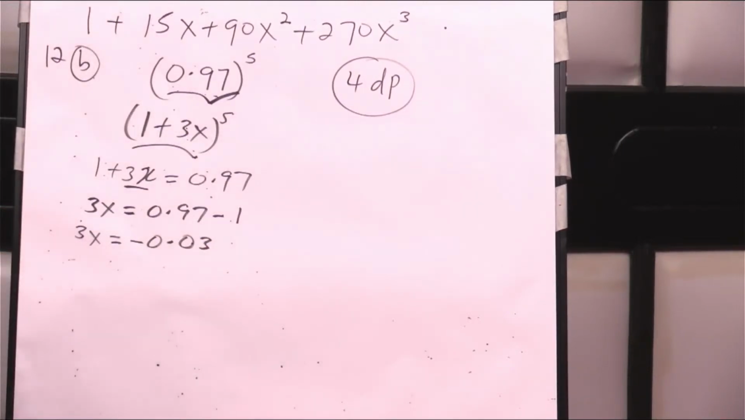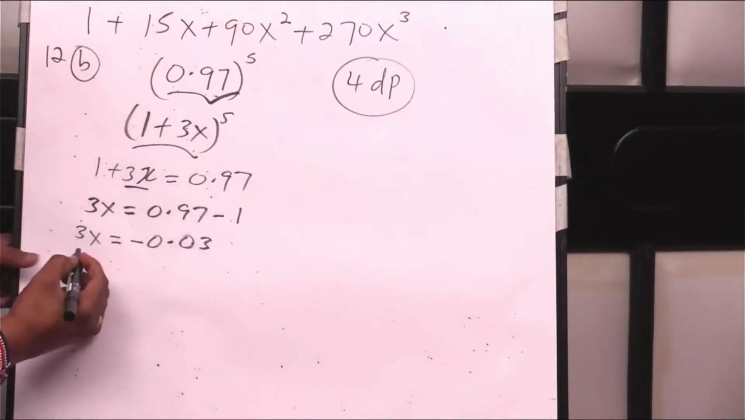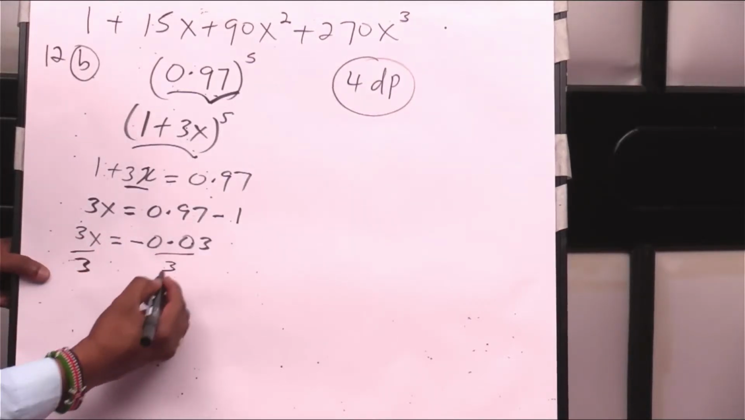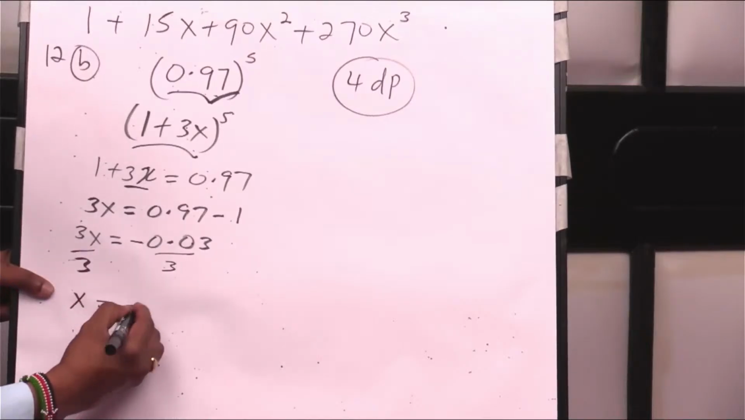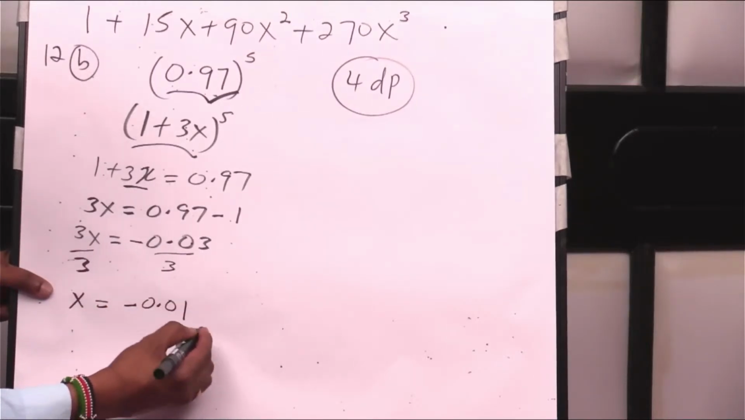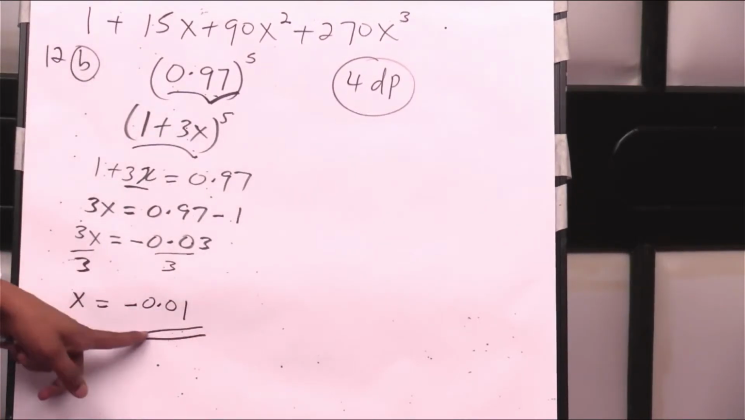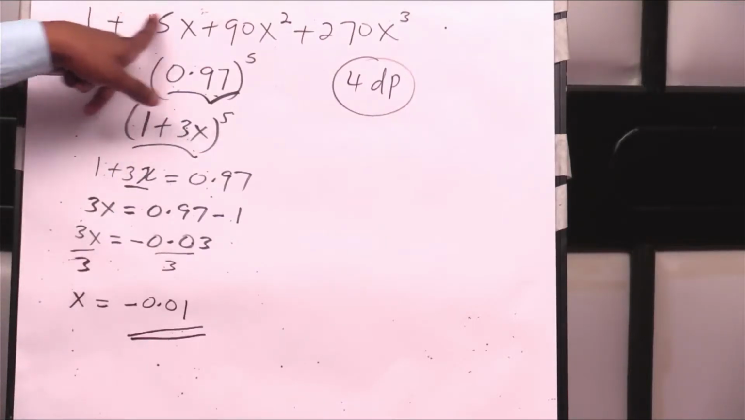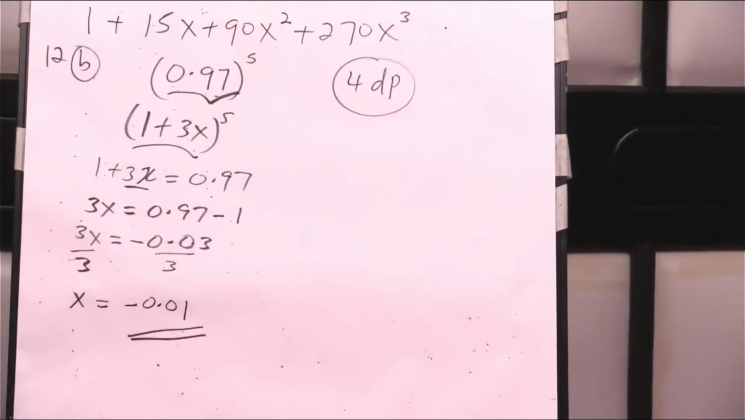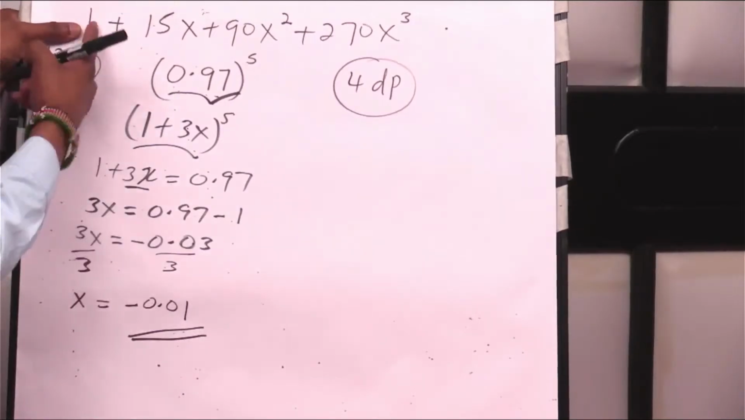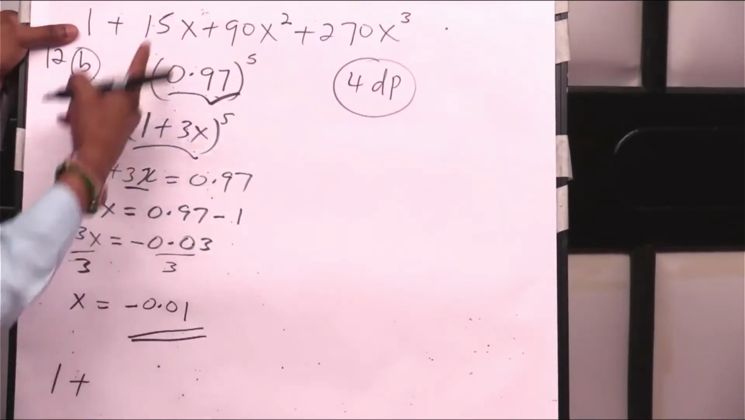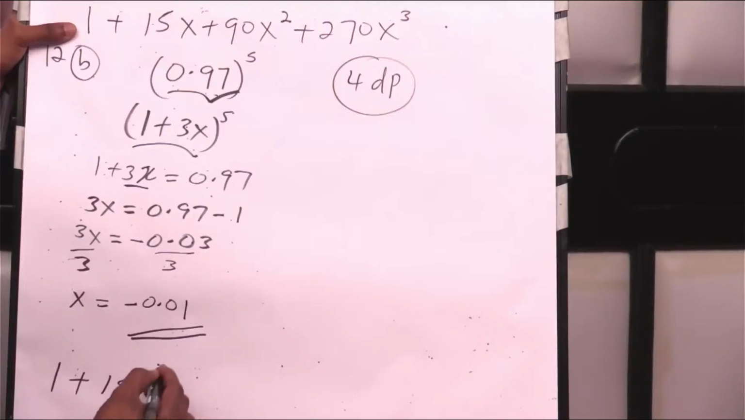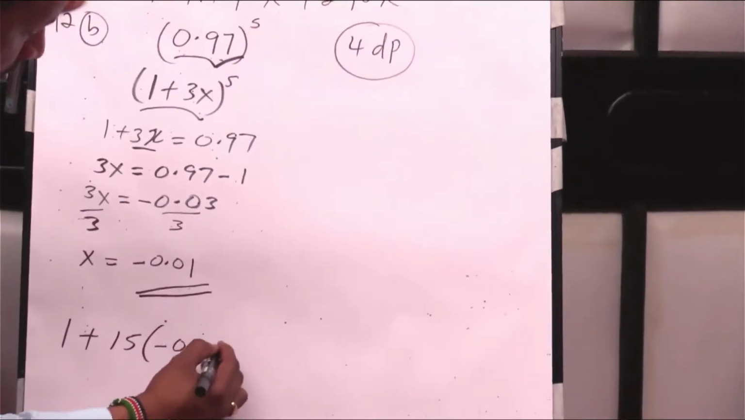Get the value of x. Divide both sides by 3. So x equals minus 0.01. They want you to expand, so where there is x, you replace with minus 0.01. So come back up here, 1 plus 15x. 15, but x is minus 0.01.